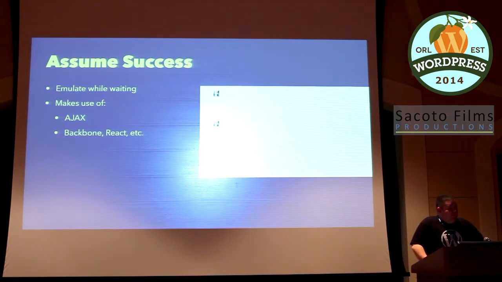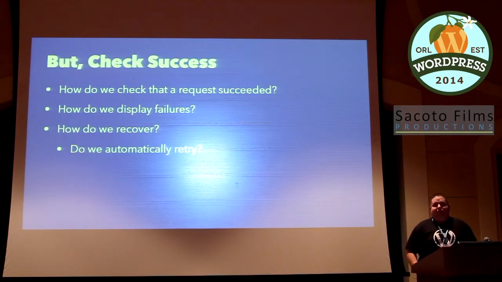But this might leave you wondering, what happens when it's not successful? You have to check for that success on the back end when you're actually saving, or you have to check in all of your Ajax requests. And so it adds complexity. This brings up questions such as, how do I check that the request succeeded? Or what do we even do about displaying those failures? How do we recover from those? Do we give the user the option to repost or re-like something? And do we automatically retry? Do we let the user decide, or do we do it ourselves?